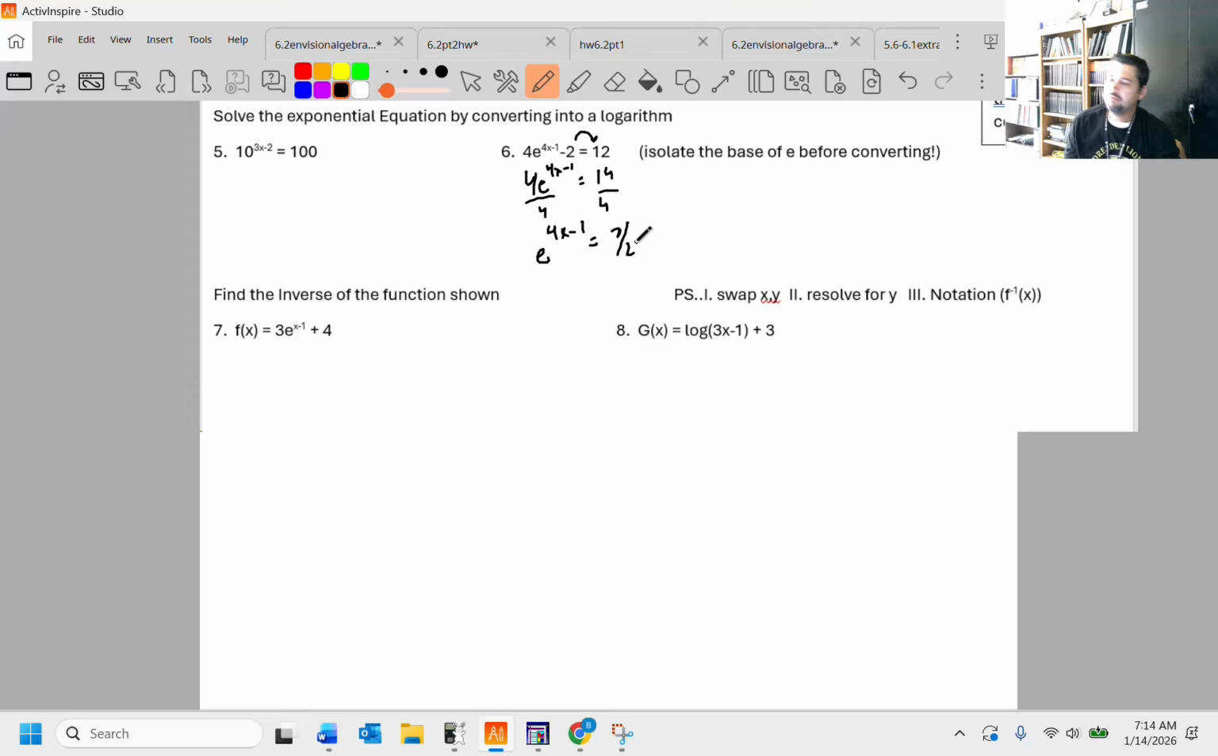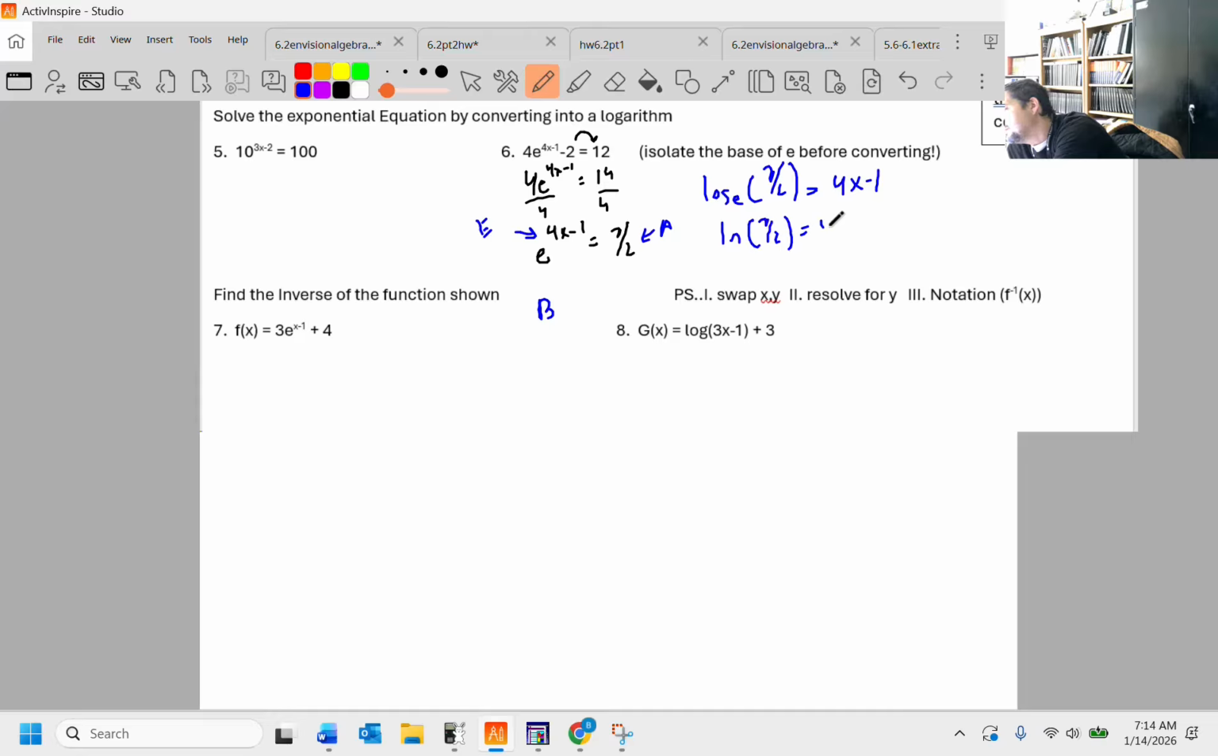And now we're going to do the conversion. And the conversion is to identify your pieces and make it a logarithm. You have a base. That dude is the exponent because bases have exponents. They're up high, which means this is the argument. So I'm going to have a logarithm whose base is e. Its argument is 7/2. And it would equal the old exponent of 4x minus 1. Now log base e is ln. So we have the natural log of 7/2 equal to 4x minus 1.